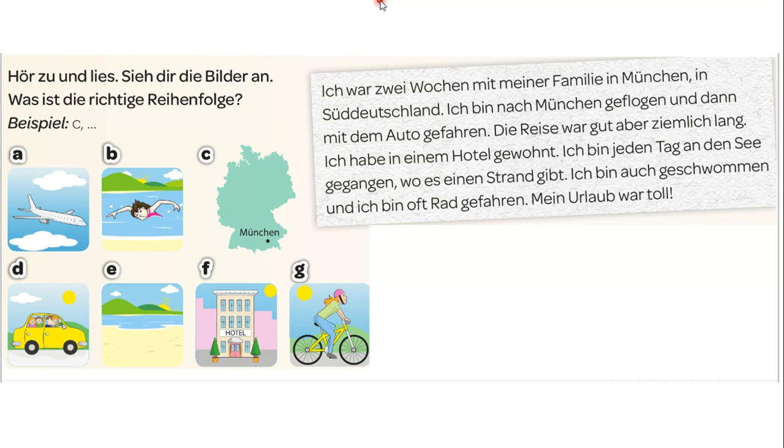Okay, let's have a look at the answers. There might have been some words in there that you didn't know. There will always be words in texts and listenings that you don't know, but you have to take an educated guess and just think about what you think it might be. So this is the order you should have them in: C, A, D, F, E, B, G.